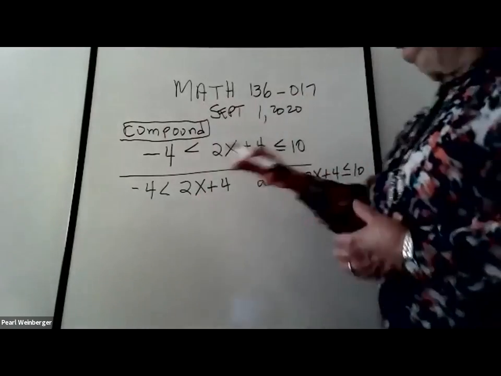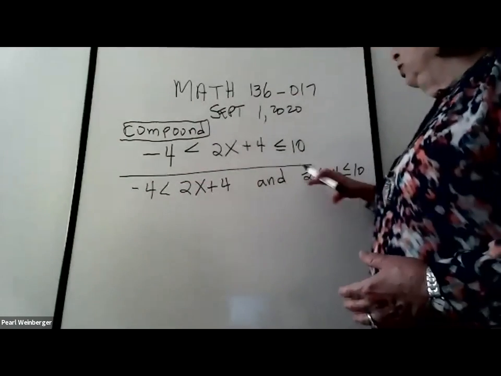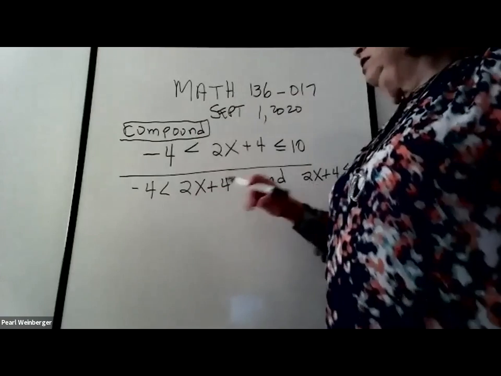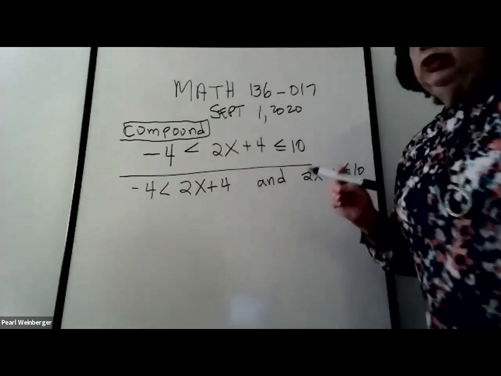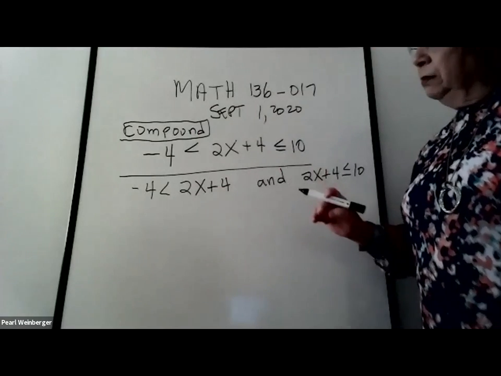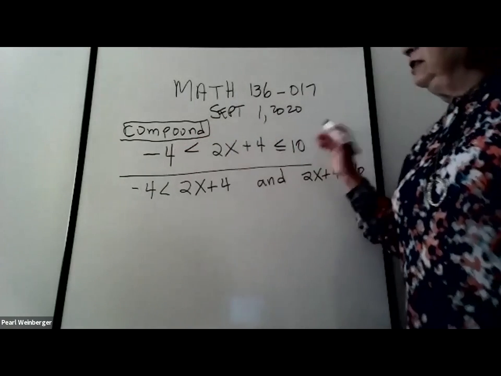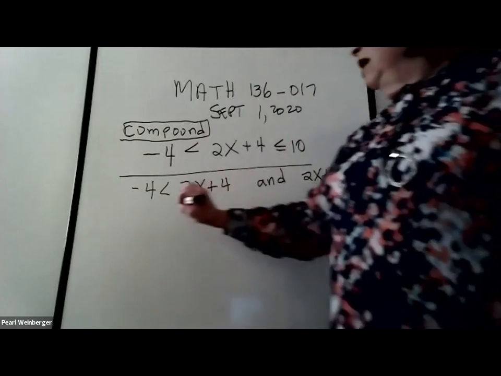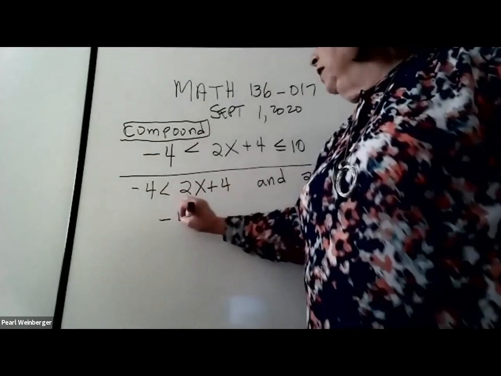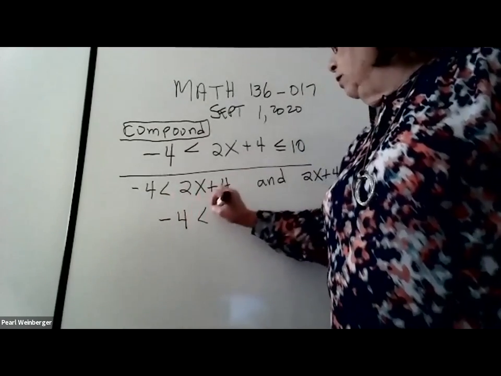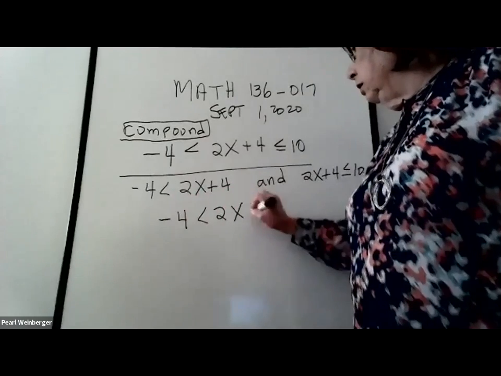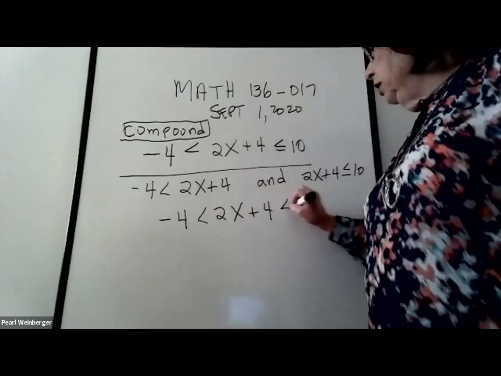And we could separately answer both of these inequalities, but there's a much quicker way of doing this by solving both at the same time. So let's see a quick way of solving this compound inequality. So here's our problem.